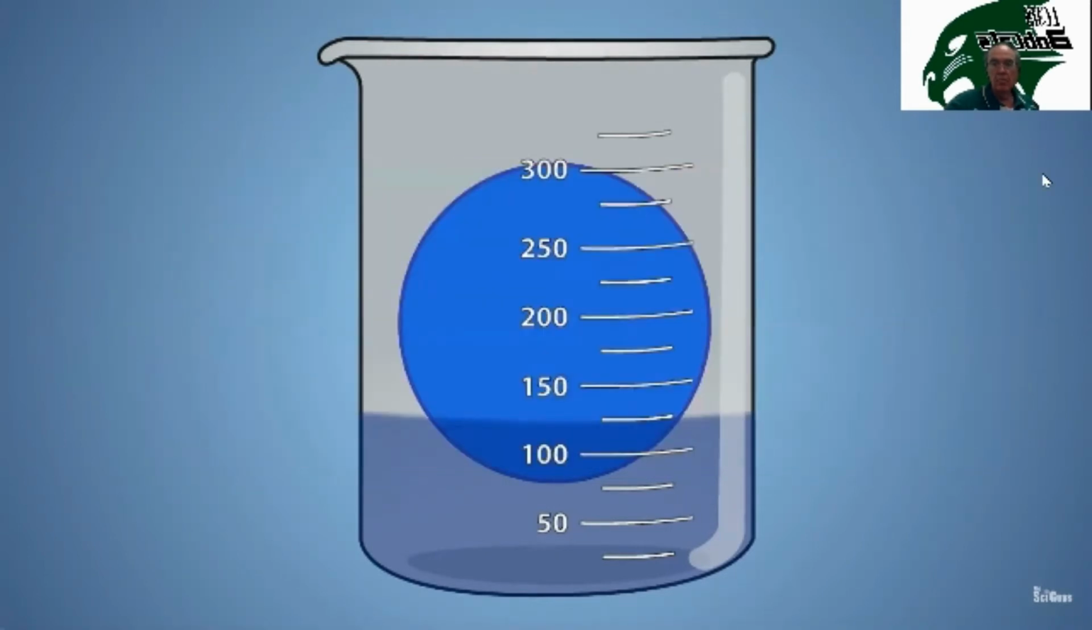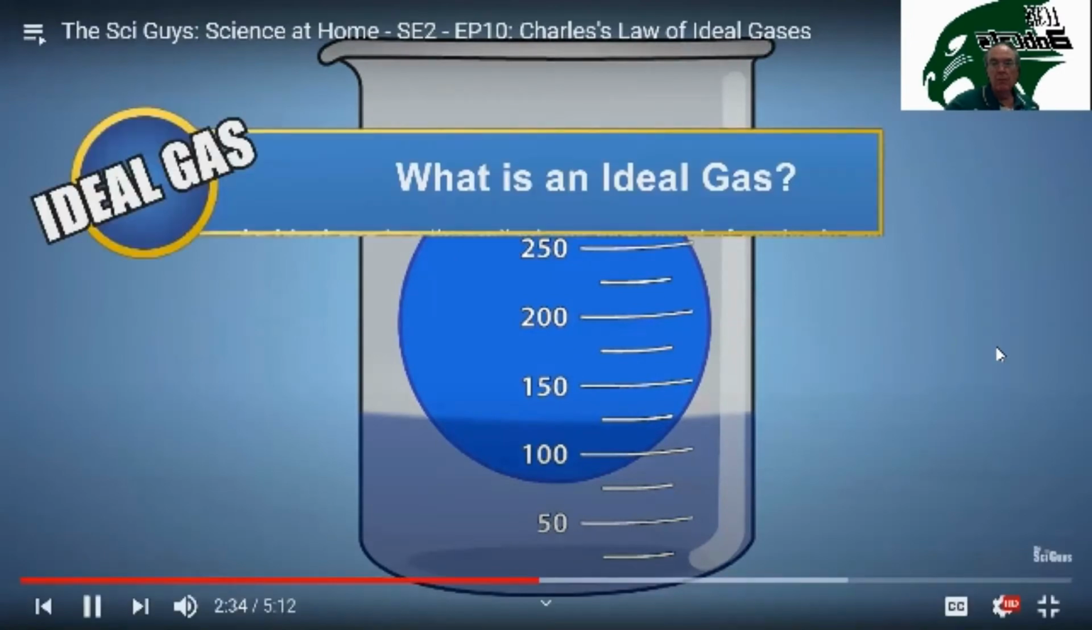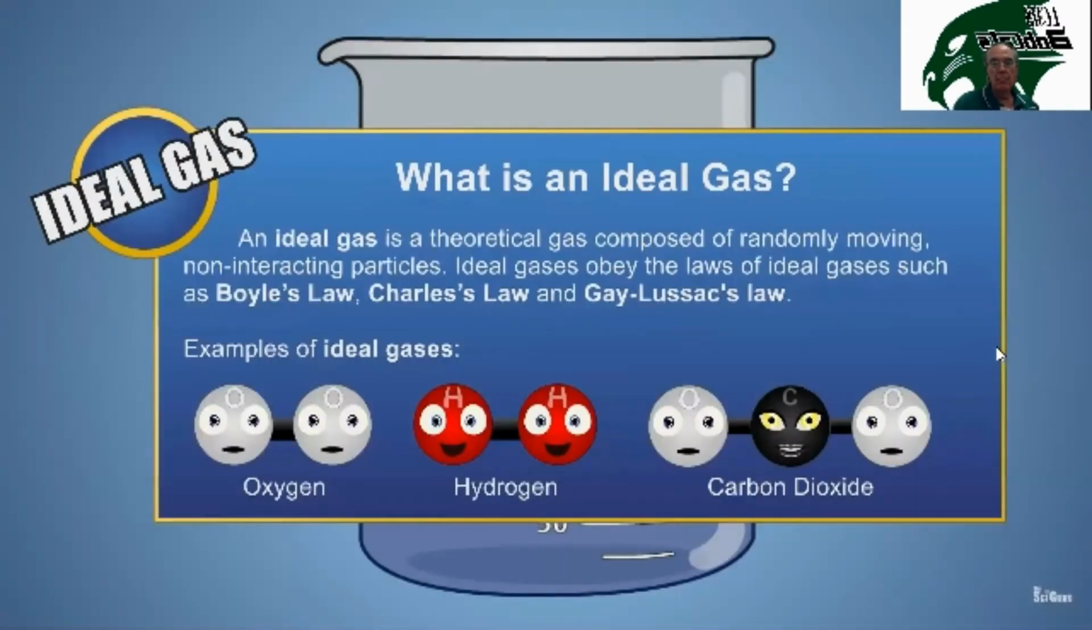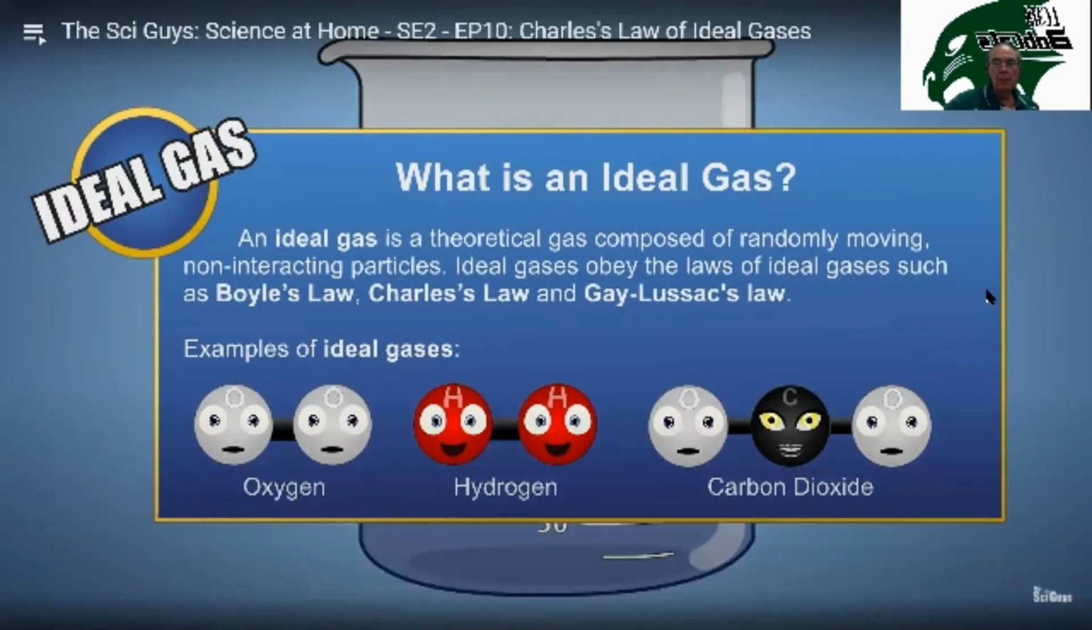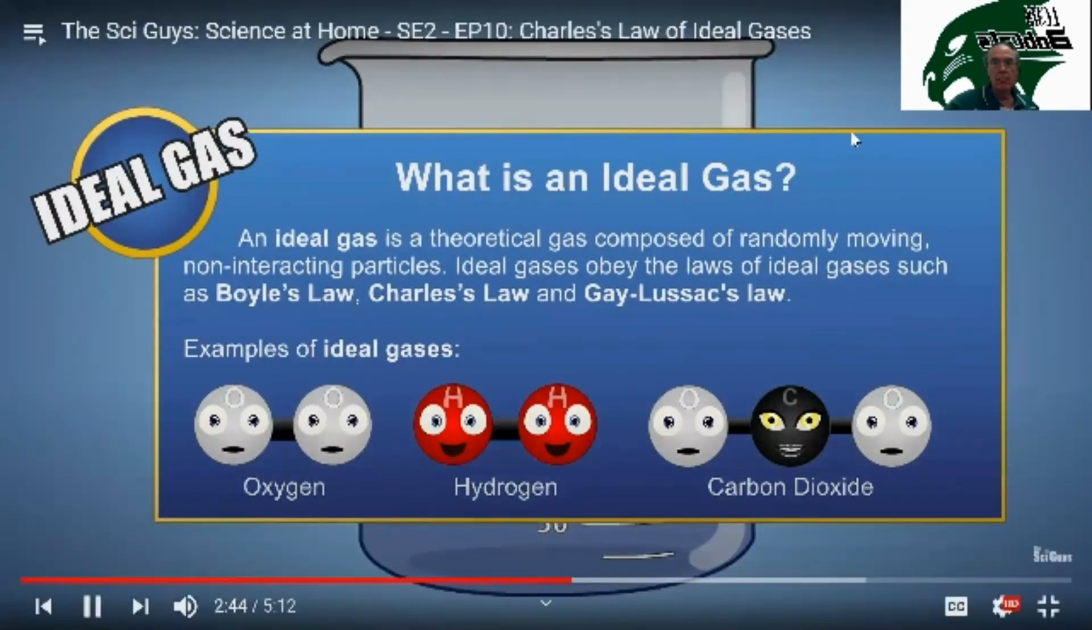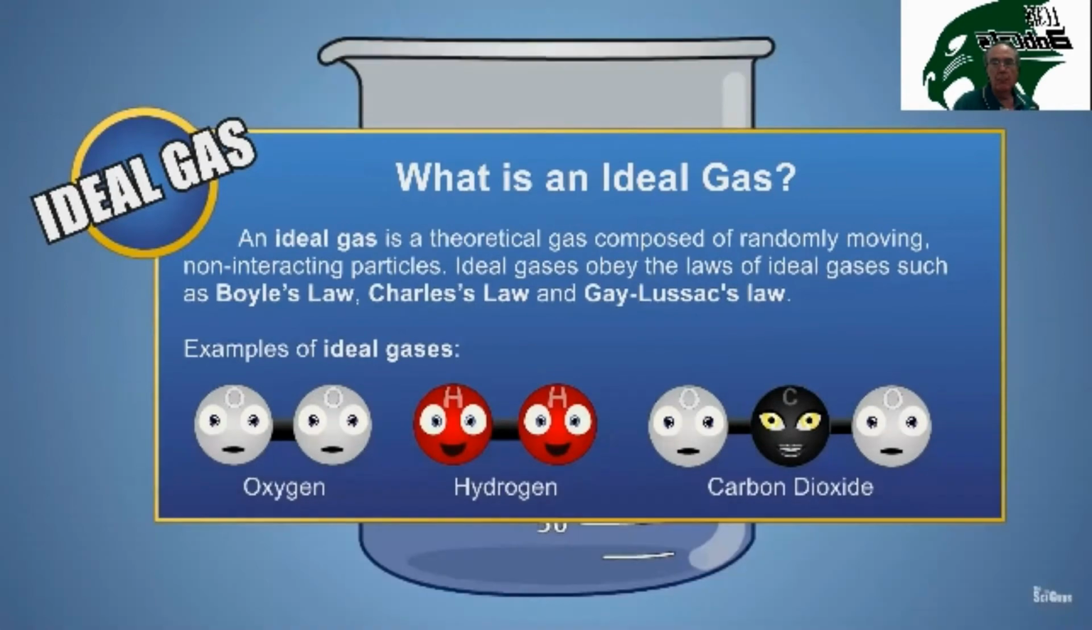As we mentioned in our last episode, an ideal gas is a theoretical gas composed of a set of randomly moving, non-interacting particles. Under normal conditions, many gases such as oxygen, hydrogen, and some heavier gases like carbon dioxide will behave like an ideal gas. This means they follow the laws of gases such as Charles' law.